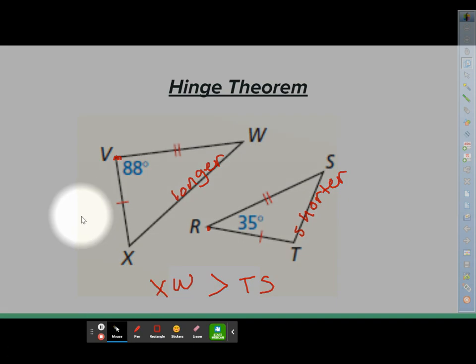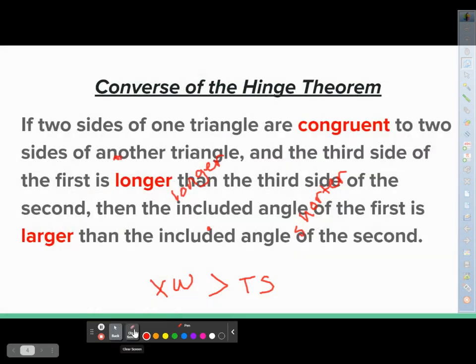Alright, look at the converse of the hinge theorem. It says if two sides of one triangle are congruent to two sides of another triangle, and the third side of the first is longer than the third side of the second, then the included angle of the first is larger than the included angle of the second. It's the exact same thing, just backwards. It's saying if you know that the distance from the door to the doorway is longer, then you know that the door is opened up wider, at a wider angle.